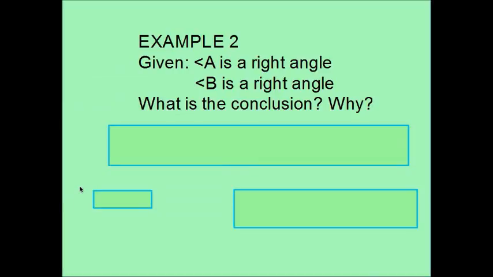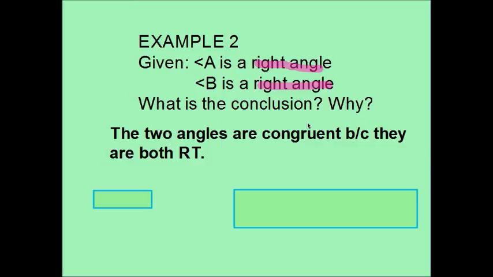Alright, example 2. We're given that angle A is a right angle and angle B is a right angle. So what's our conclusion going to be and why? What do I notice? What keywords do I have for my givens? I have right angle written down twice. When I see that I have two things written down exactly the same twice, I know those angles are going to be congruent.